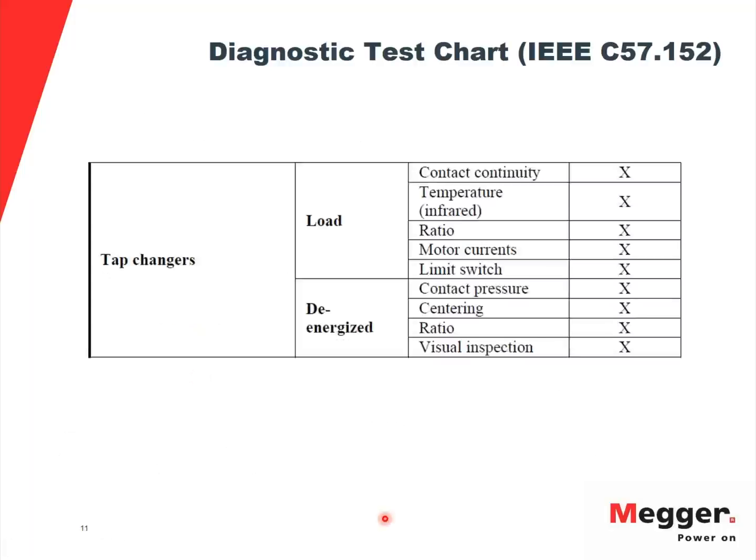Likewise, for tap changers, either it could be an offload tap changer, which people also call a de-energized tap changer, DETC, or the onload tap changer. For both of them, turns ratio and winding resistance tests are recommended. And as you can see, those are listed in this one as well.